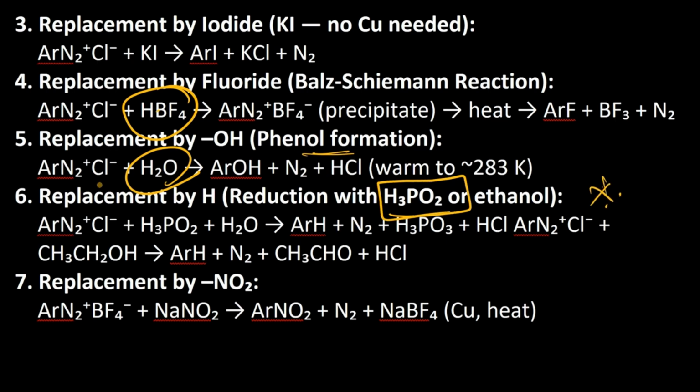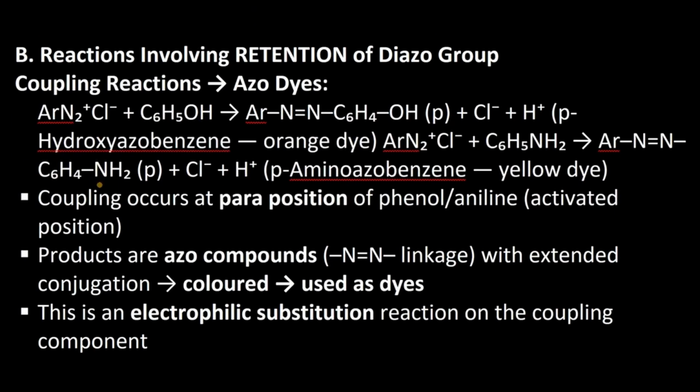This is a very important question, asked many times. And for the replacement with NO2, you can use NaNO2 to form nitrobenzene. This diazo group can undergo coupling reactions as well. Coupling reaction is just an addition kind of thing, which will lead to the formation of azo dyes.